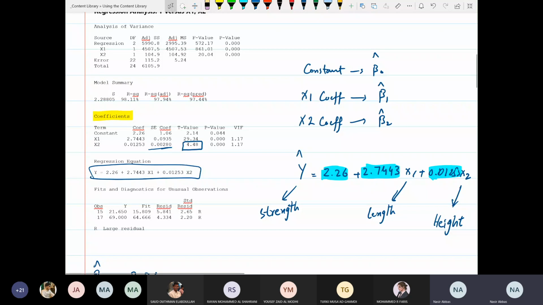This is already given in the Minitab output. 4.48 is the t-value and the p-value is also given, 0.000, up to 3 decimal points. So the p-value 0 means you already reject H0. This p-value is against H0 that beta 2 equals 0 against H1 that beta 2 is not 0. So most of the things are already there in the Minitab output. You need some calculations only if you are interested in testing beta 2 equal to something other than 0. If you are interested in 0, that's already there in the output.